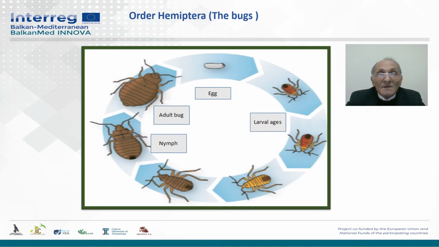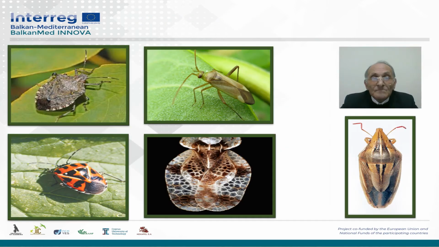Here we see a developing cycle of a bug, a Hemiptera group. We have the eggs, the new larva, the second larva, the third larva, then comes the nymph. After the nymph comes the adult of the bug. There is a big number of bugs in different crops. We have bugs in the fruit trees, this is in the pear, in alfalfa, in the cotton, in the cereals, in vegetables. So many species of bugs we have in different crops.